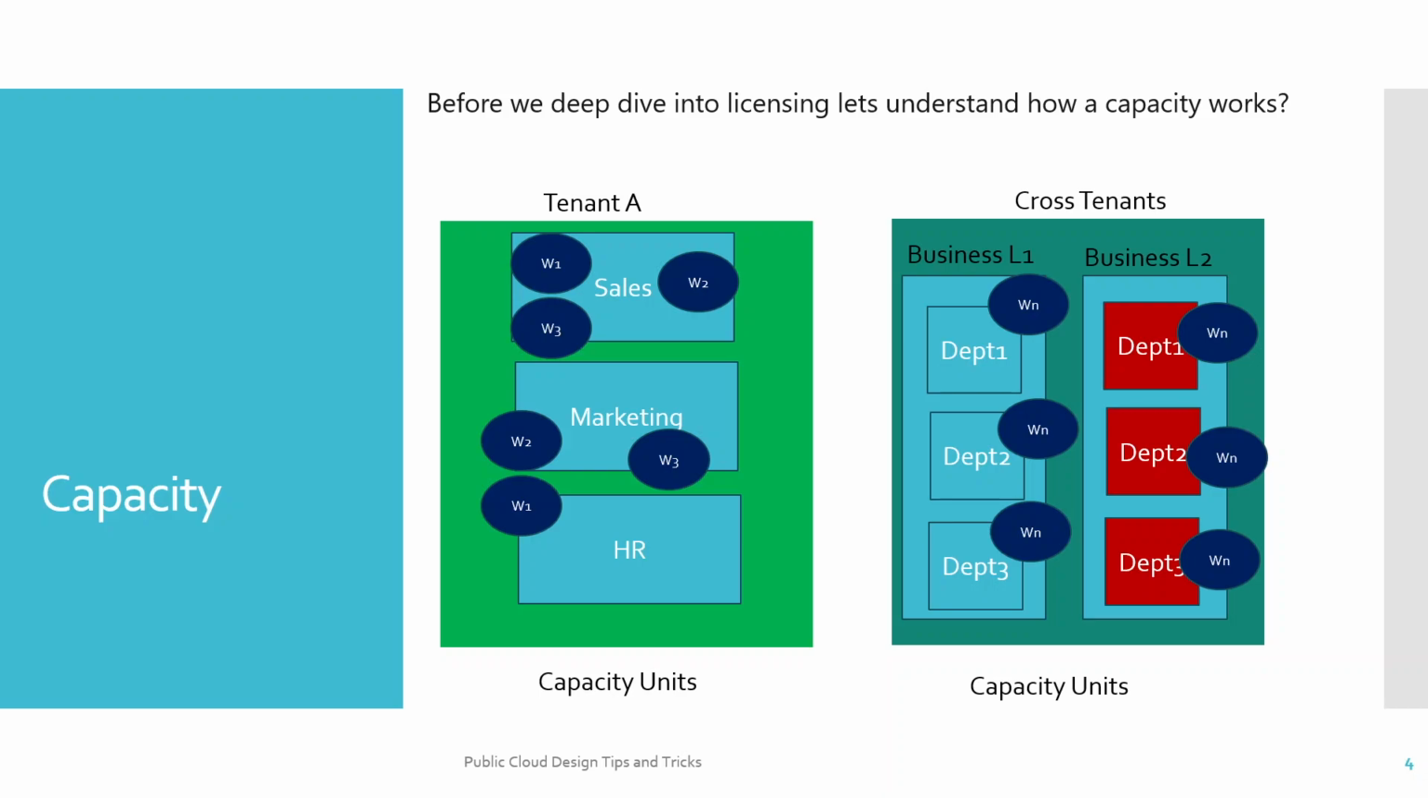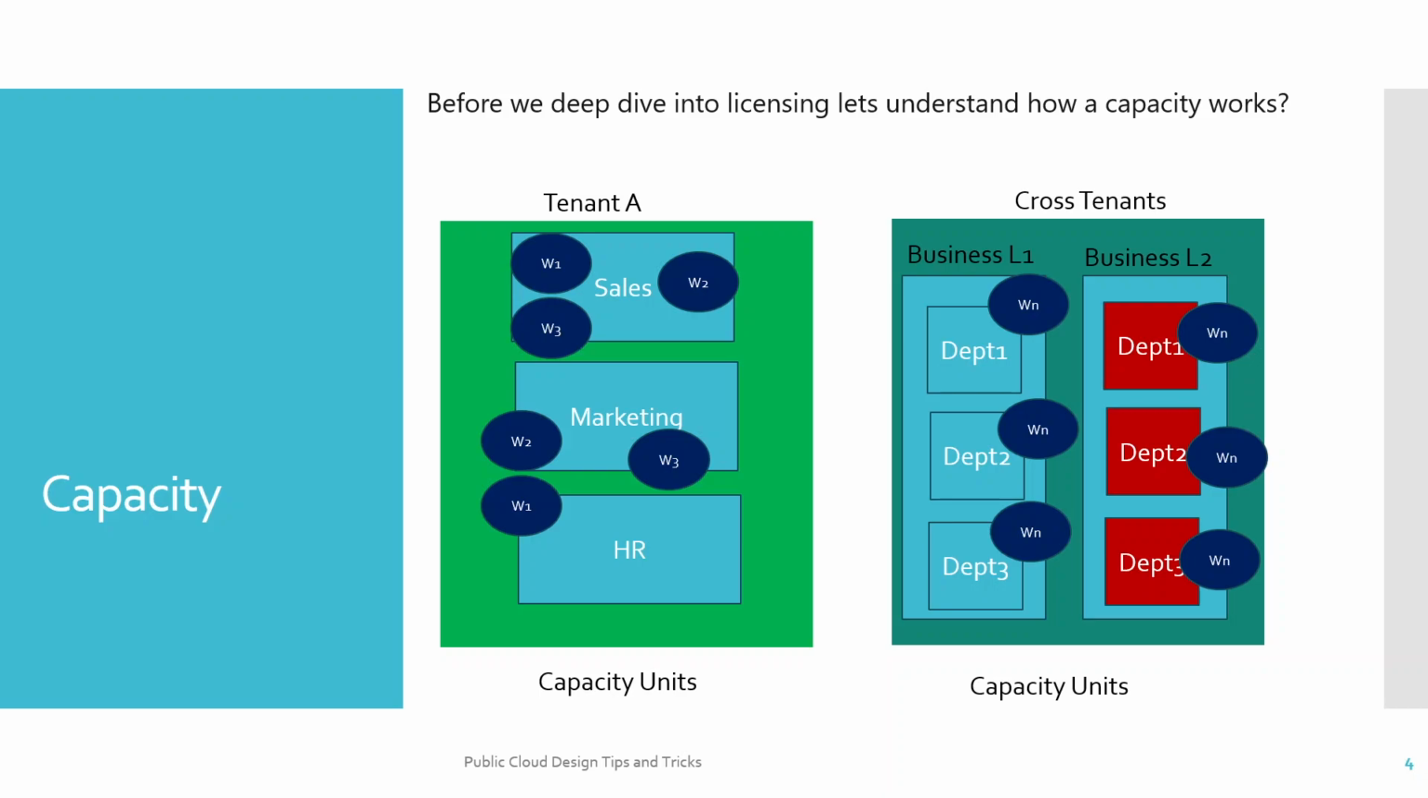A tenant is mapped to an organization, and the organization can have a single tenant or multiple tenants based on the requirement. Normally there are different departments sitting within an organization, within a tenant. Here I have given an example like sales, marketing, HR. These are the departments, and the complete tenant works under capacity units. Within a tenant you have workspaces for departments, and within a department you can have multiple workspaces based on business lines or workload.